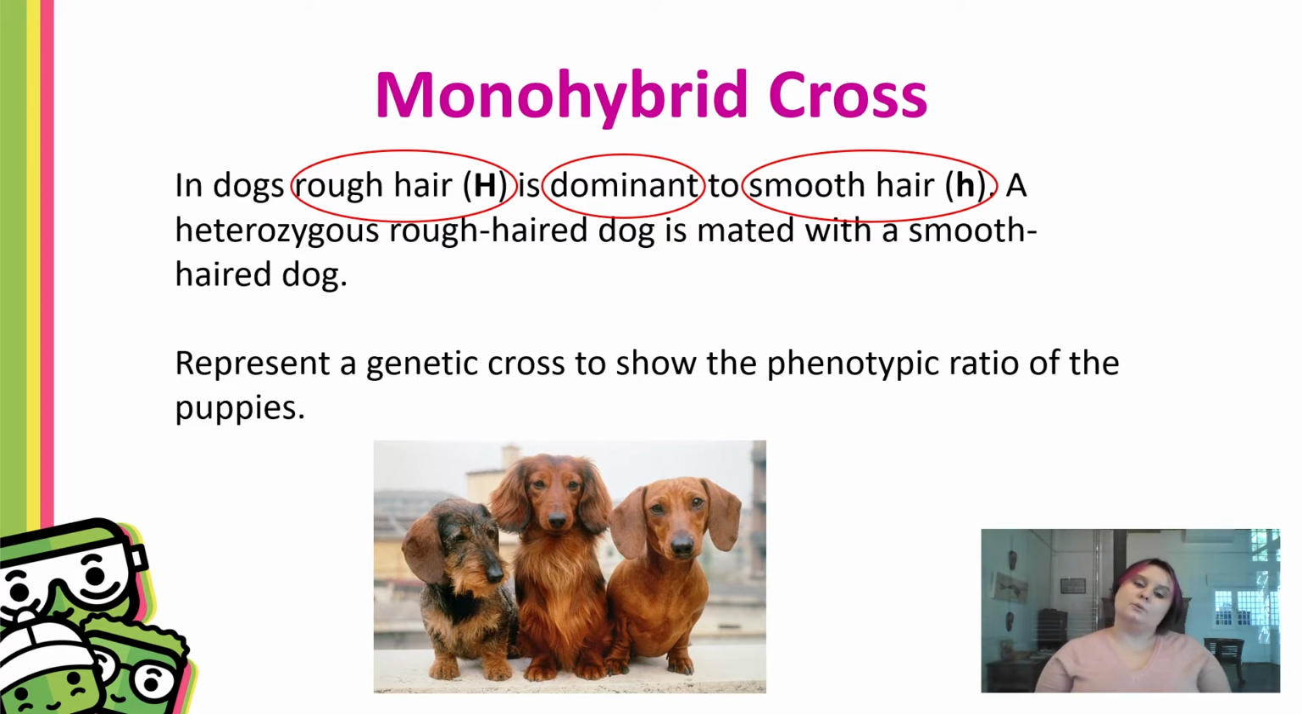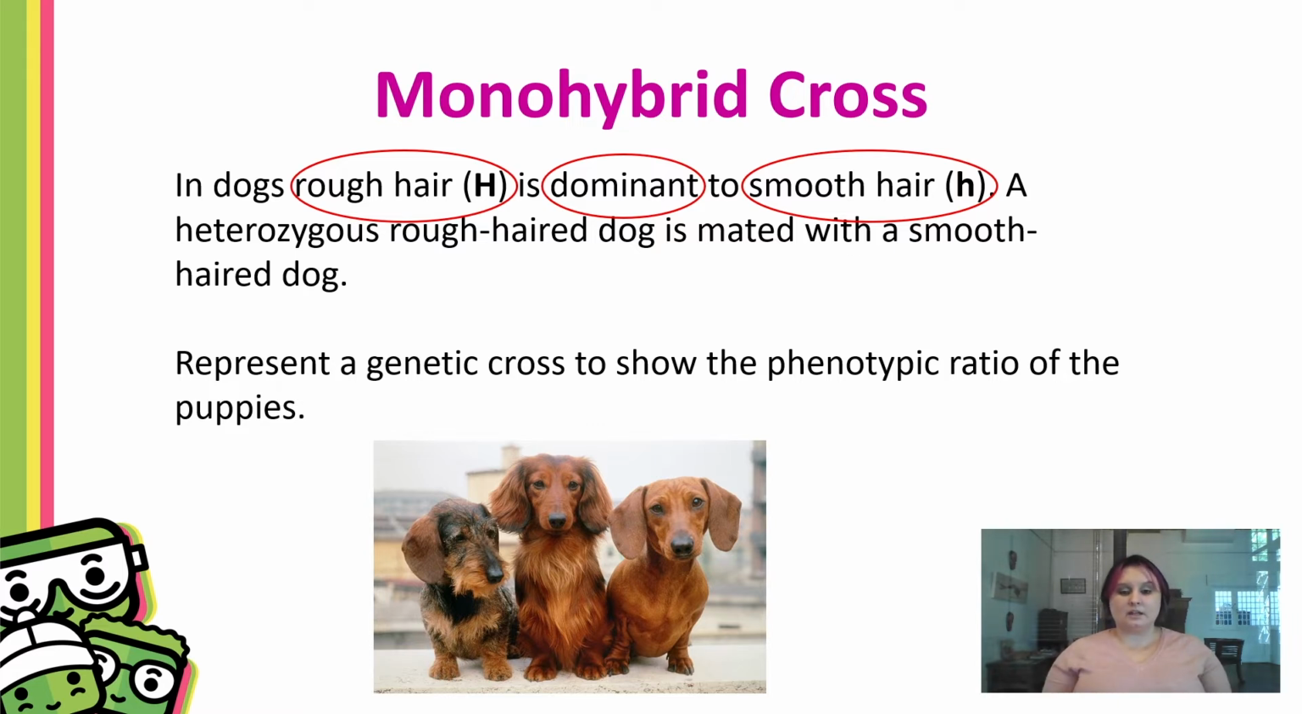So the variation of the gene that allows for rough hair, the capital H, which is represented by a capital H, that is the dominant allele because they told us in the sentence that it's dominant, as well as the fact that it is represented by a capital letter. So whenever an allele is represented by a capital letter, it is the dominant allele. So rough hair is dominant over smooth hair, small letter h. So smooth hair is the recessive allele. And this is an example of complete dominance.